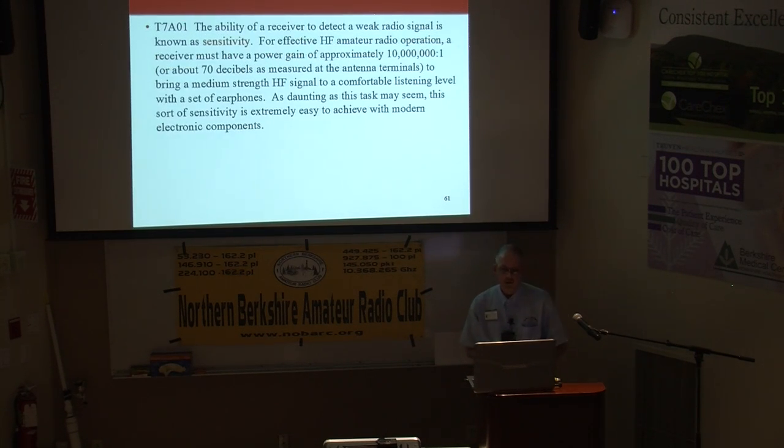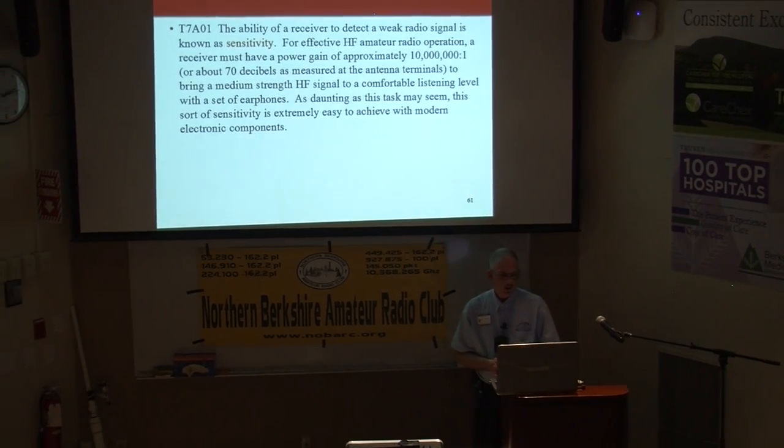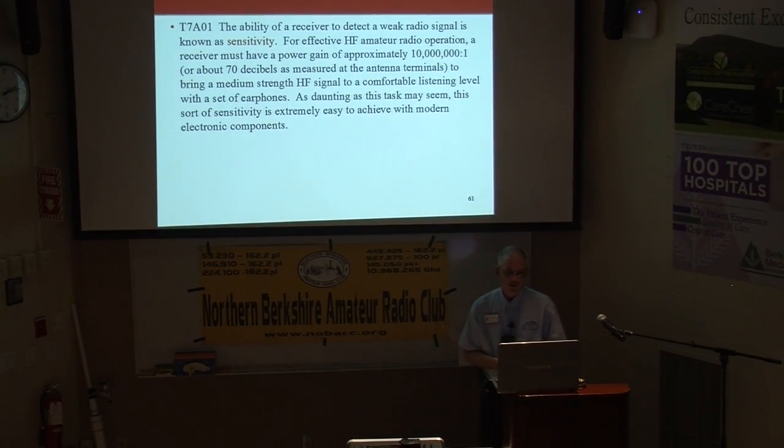The ability of a receiver to detect a weak signal is known as sensitivity. For effective HF radio communications, the receiver must have a power gain of approximately 1 million, or 10 million to 1, or about 70 decibels as measured at the antenna terminals, to bring a medium strength HF signal to a comfortable listening level with a set of earphones. As daunting as this task may seem, sensitivity is extremely easy to achieve with modern electronic components.